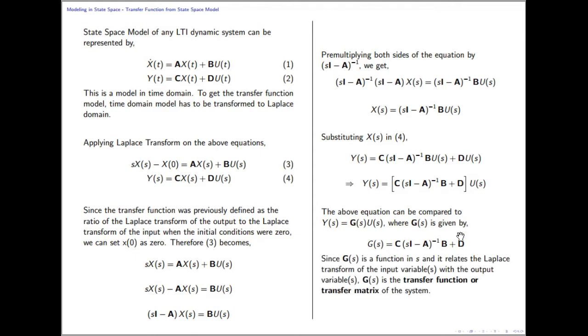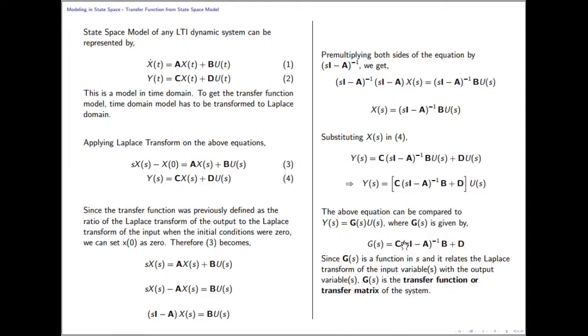Okay. So obviously, G of S is a function in S, and it relates the Laplace transform of the input to the Laplace transform of the output. It can be a single input or multiple inputs. Especially when we represent a system in state space, the advantage is we can take multiple inputs and multiple outputs at a time. So here also this U of S and Y of S can be the Laplace transforms of multiple inputs and multiple outputs.